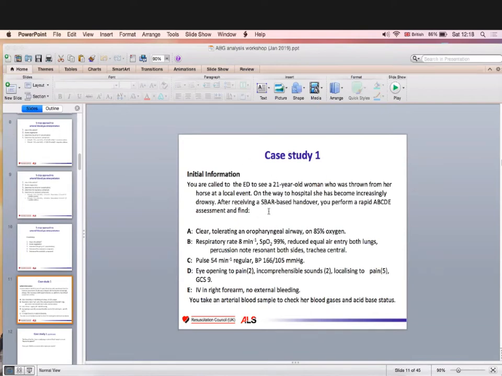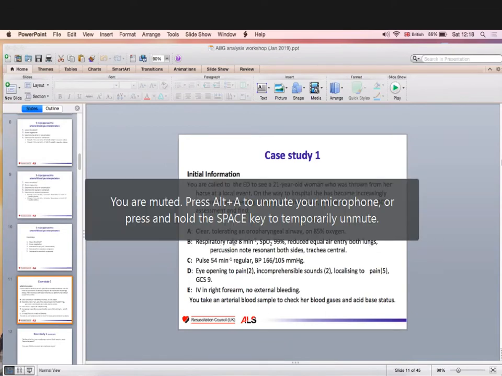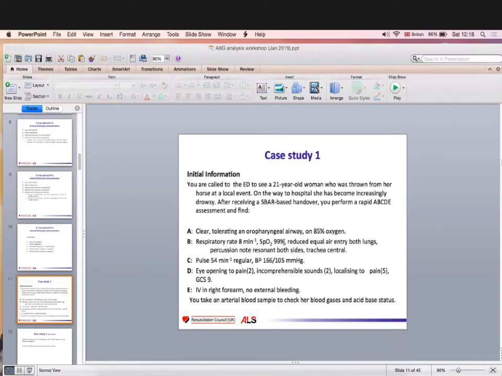Regarding the ABCD assessment, the airway is clear. The patient is tolerating an oropharyngeal airway and she's on 85% oxygen. Breathing wise, the patient is hypoventilating. Respiratory rate is 8 and saturation is 99. There's reduced equal air entry in both lungs, percussion is resonant on both sides, and the trachea is central.